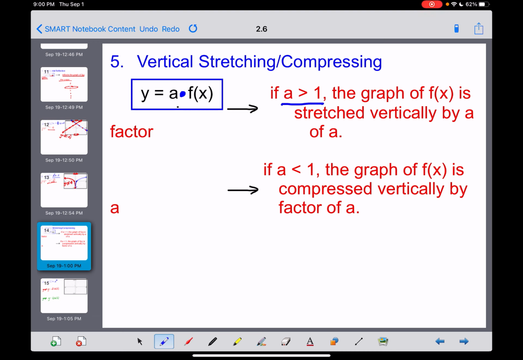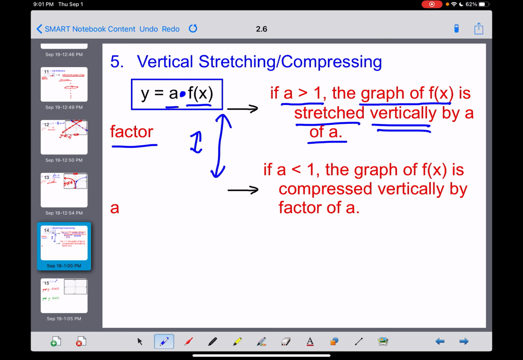If a is greater than 1, the most common values you're going to see there would be 2 or 3. But if a is greater than 1, you're multiplying the value of your function by 2 or 3 or 4. What that does is it takes the graph of the original function, f of x, and it stretches it vertically by a factor of a. So it's basically taking a graph that did something like this and stretching it, making it even taller than it was before. That's what we mean by stretching something vertically.